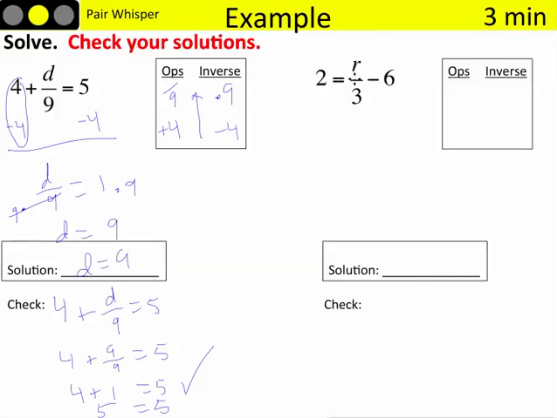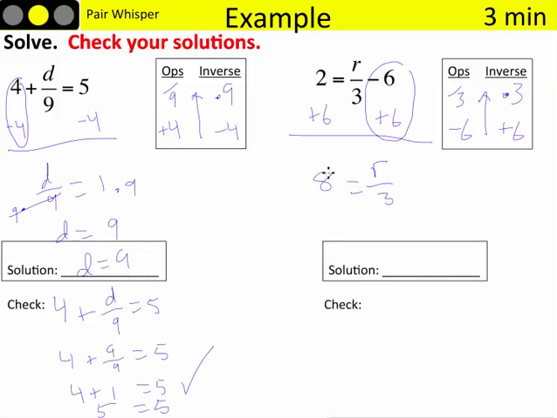On this one, r is being divided by 3 and then subtracted by 6. So let's check and see what our inverses are. The inverse of minus 6 is plus 6, and the inverse of divided by 3 is multiply by 3. So we're going to first add 6 to both sides of the equation, because negative 6 and positive 6 makes 0. So we have r divided by 3 equals 2 plus 6, which is 8. Now we're going to multiply both sides by 3, and we get r equals 3 times 8 is 24.